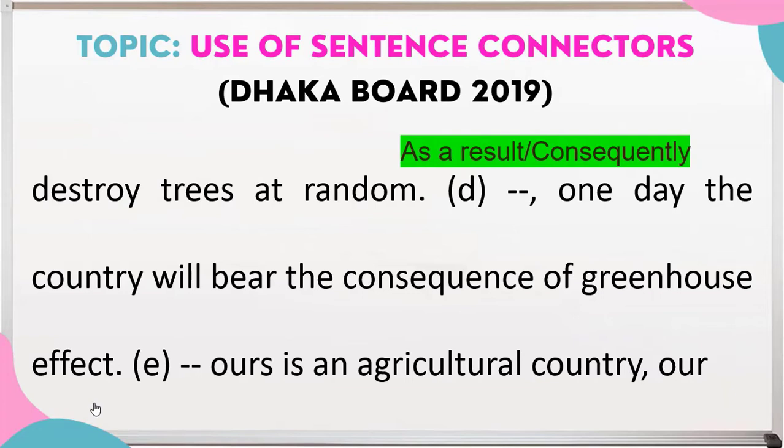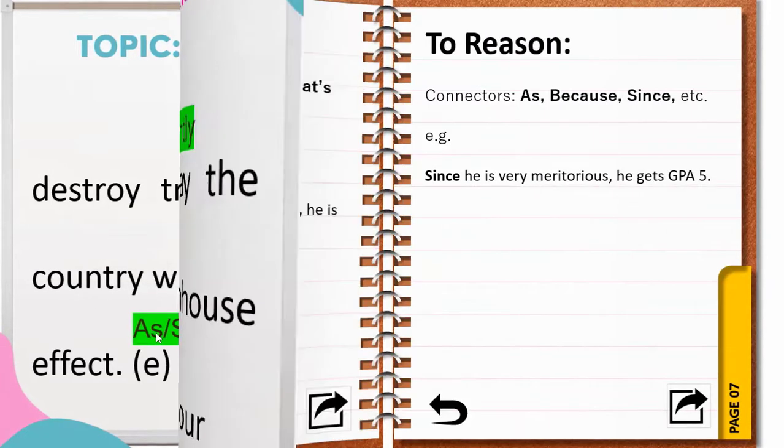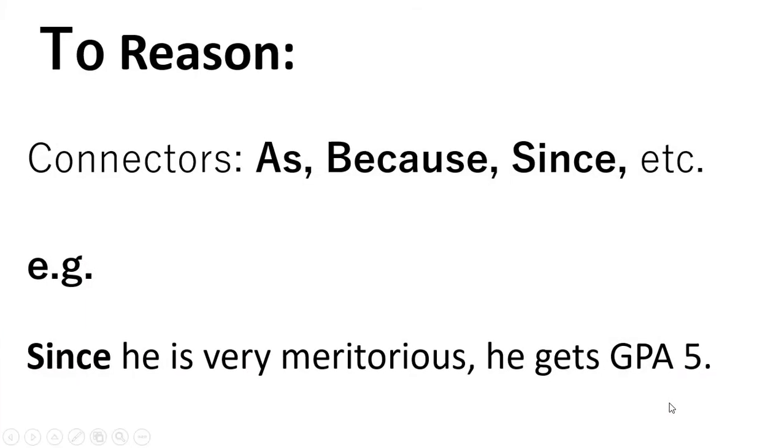Question E. Ours is an agricultural country. Our economy depends on agriculture. These two clauses indicate cause and effect. So you have probably answered correctly this time also. Let's match your answer with the answer given on the screen. As or since. To give a reason, connectors: as, because, since, etc. For example, since he is very meritorious, he gets GPA 5.